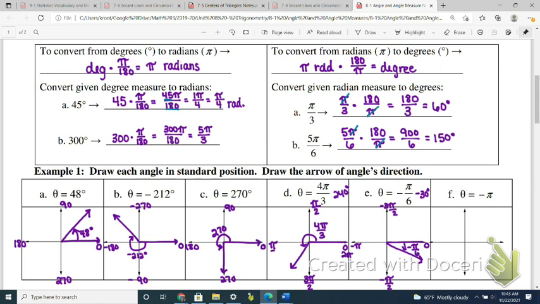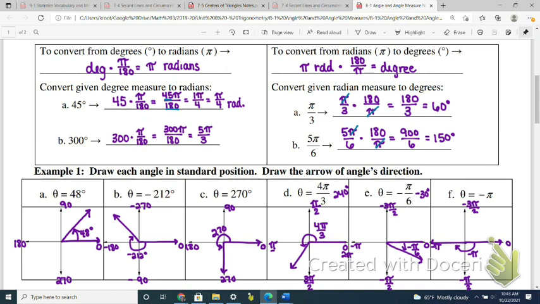And finally, negative pi. So 0, negative pi over 2, negative pi, and negative 3 pi over 2. Since it is a quadrant angle, I don't need to convert anything. So here's my 0, here's my negative pi. I put my directional arrows and my label.